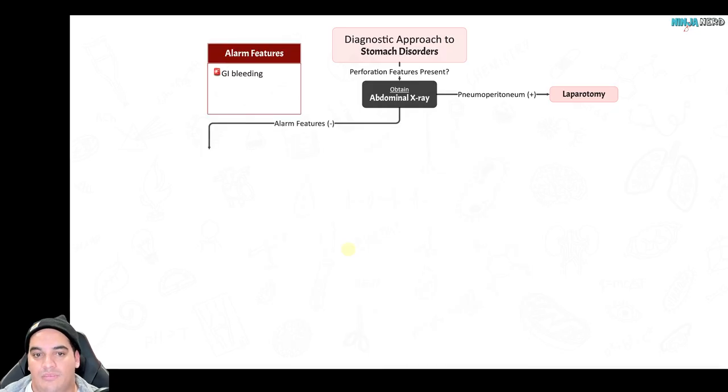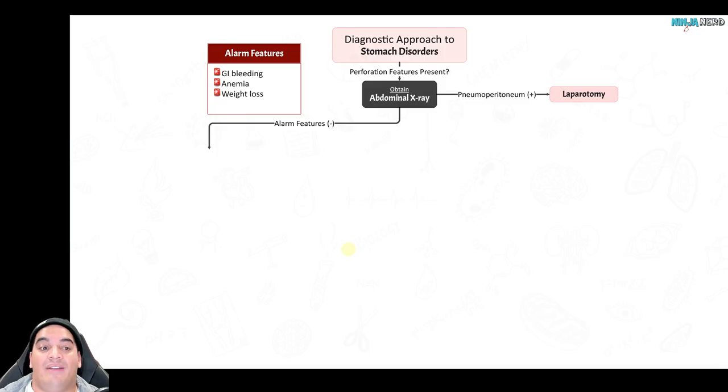That's going to be the most important thing to identify. If they do not have a pneumoperitoneum, then I can take a more calculated approach, if you will. The first question I have to ask myself is, does this patient have epigastric abdominal pain without any alarm features? In other words, they have no complications. So do they have any evidence of GI bleeding, hematemesis, melena, anemia? Okay, they don't. All right, good.